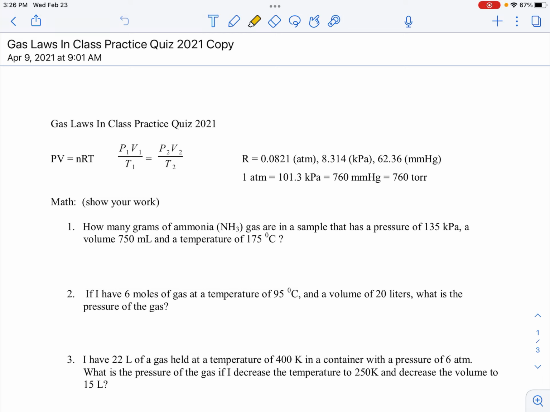Hi! Oh my gosh, we're going through this gas laws practice quiz that technically is from 2022. That's not a EU 2022 though. Let's not forget that. Very, extremely important.